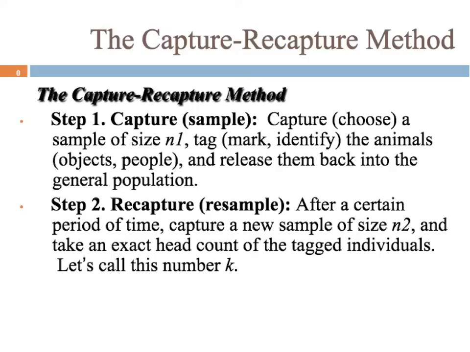So the first step to this is we're going to capture or choose a sample of size n, and we'll tag all the individuals in that sample. So we'll mark them somehow so that we know that they're in the sample, and release them back into the general population. After that, after a certain period of time, we're going to capture a new sample and take an exact head count of the tagged individuals. Let's call this number k. So when we take that new sample, we may get some of the original sample back in this new capture, and we may get some individuals that were not in the original sample.